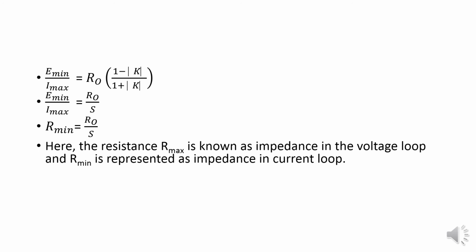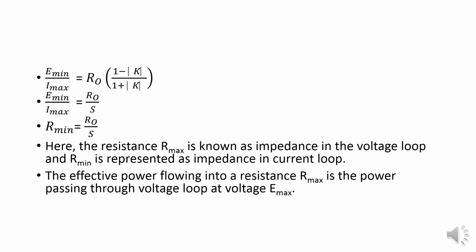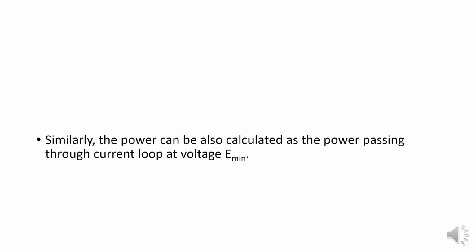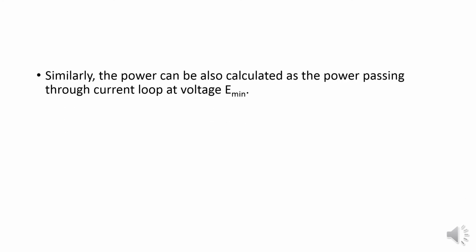Here the resistance R max is known as the impedance in the voltage loop, and R minimum is the impedance in the current loop. The effective power flowing into the resistor R max is the power passing through the voltage loop at voltage E max. So the power will be equal to E max squared divided by R max. Similarly, the power can be calculated as the power passing through the current loop at voltage E minimum. So the power will be given by E minimum squared divided by R minimum.